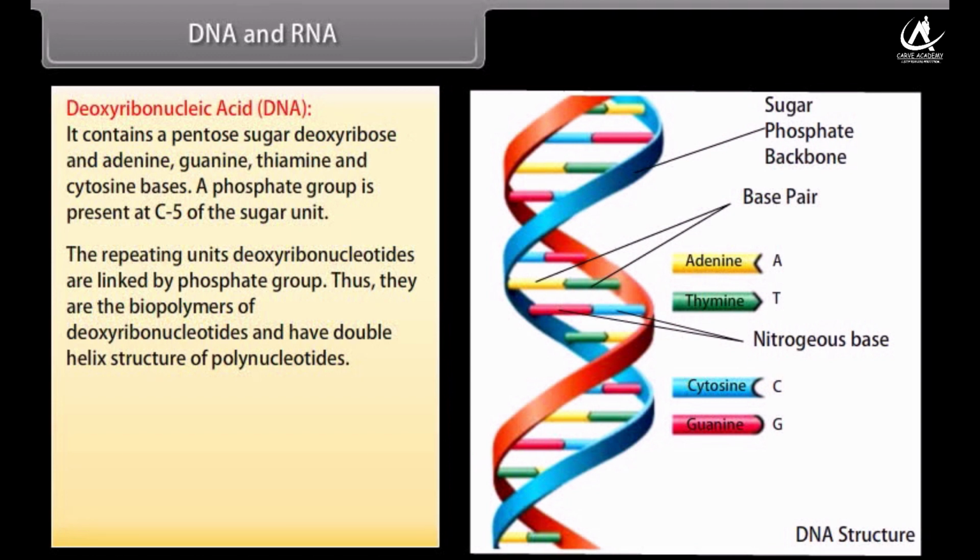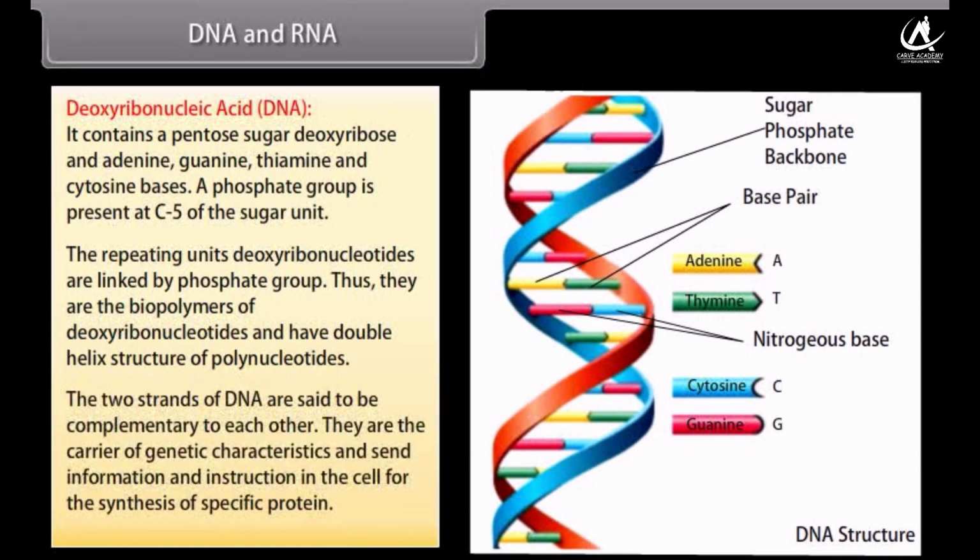They are the biopolymers of deoxyribonucleotides and have double helix structure of polynucleotides. The two strands of DNA are said to be complementary to each other. They are the carrier of genetic characteristics and send information and instruction to the cell for the synthesis of specific protein.